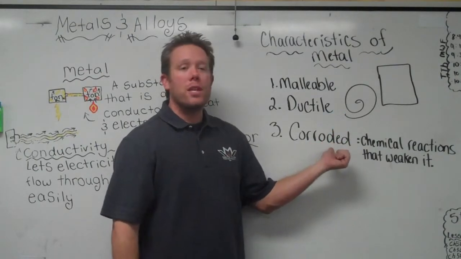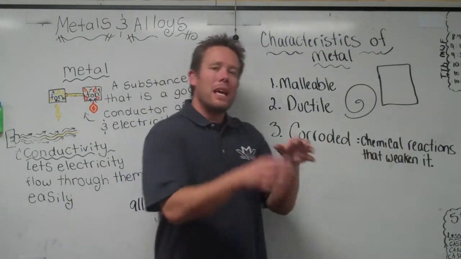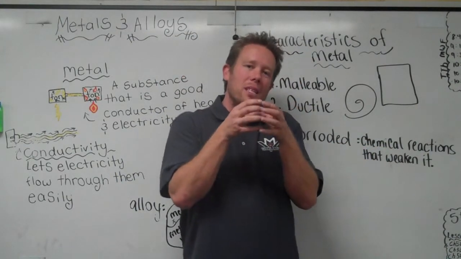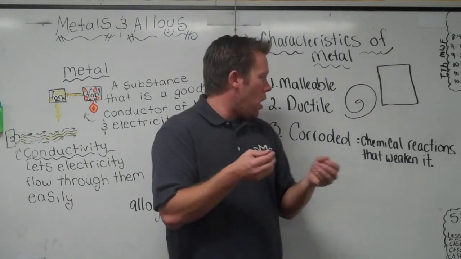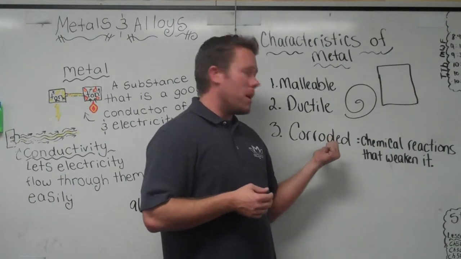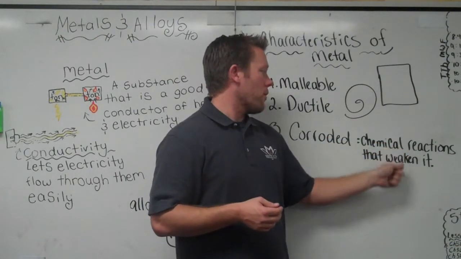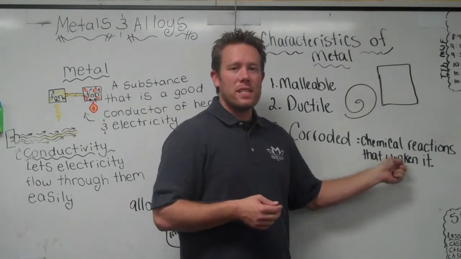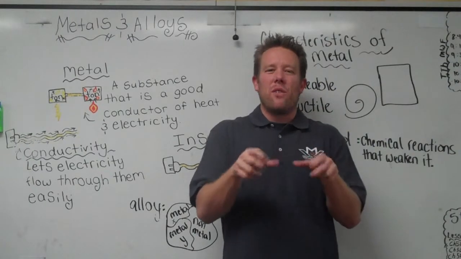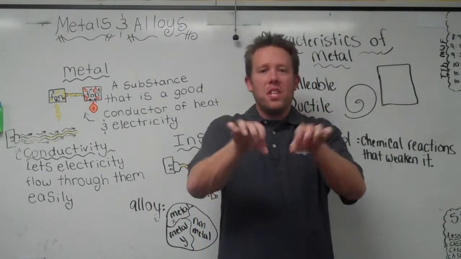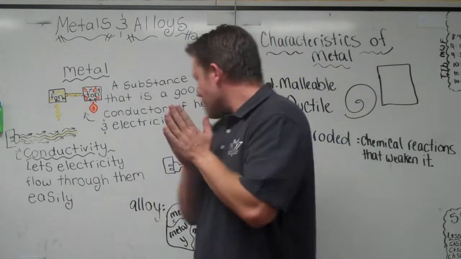The last characteristic of metal is that metal can get corroded. And that basically means some chemical reactions are happening to the metal, like rust. Rust weakens metal. It makes it not as strong. So metal can get corroded. And like I already said, those are chemical reactions that weaken it. After a while, the metal continues to get rusted and rusted, and you could just break the metal because it gets so weak from the rust.